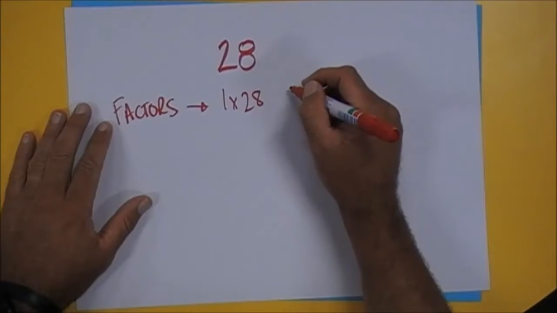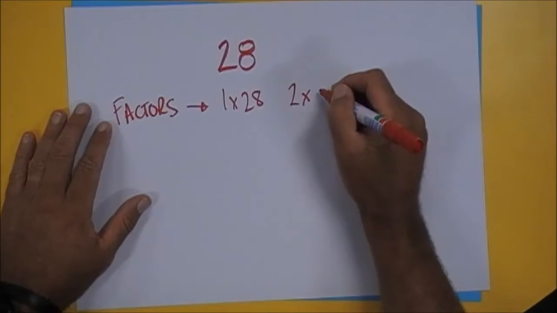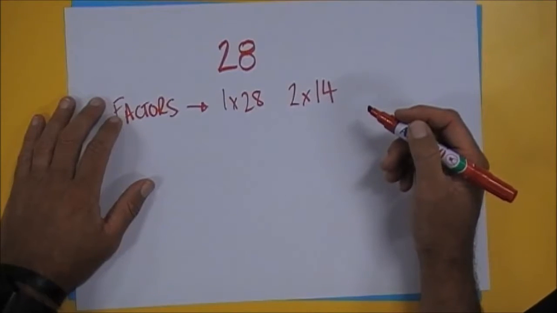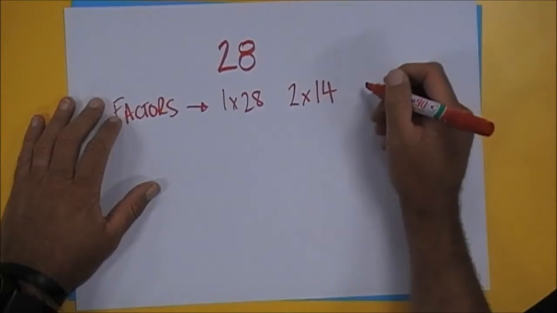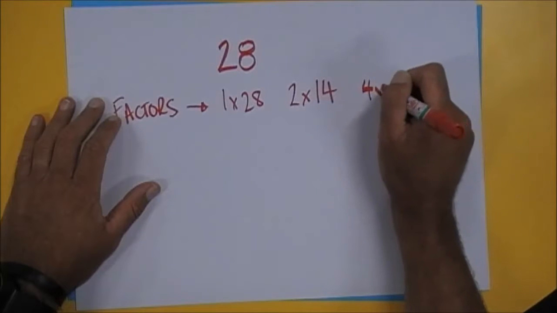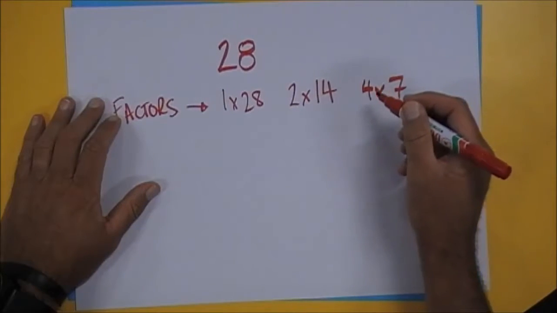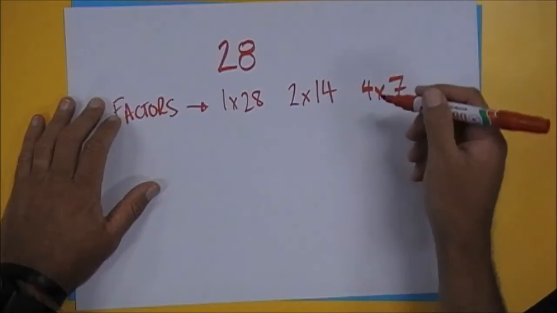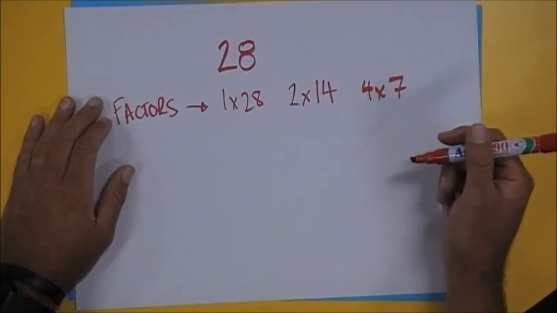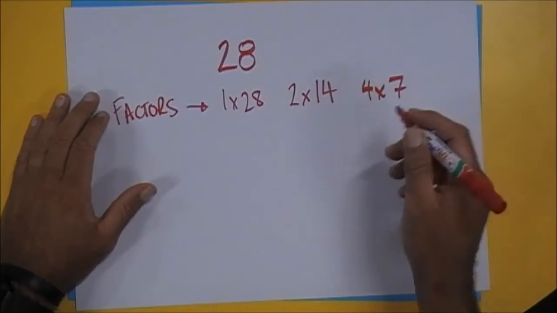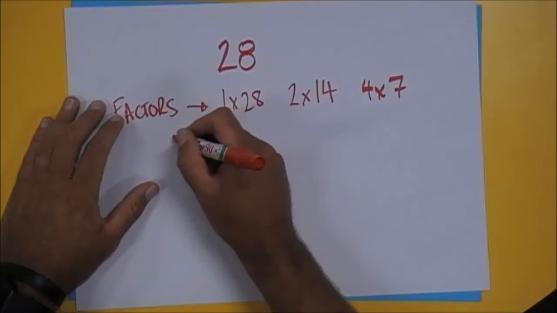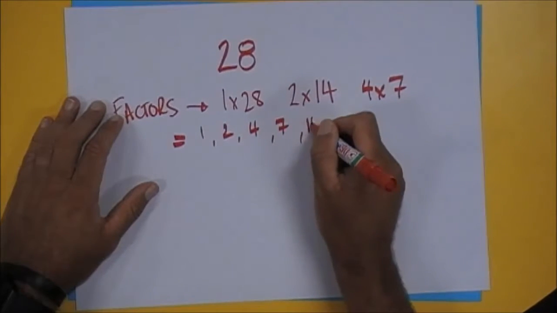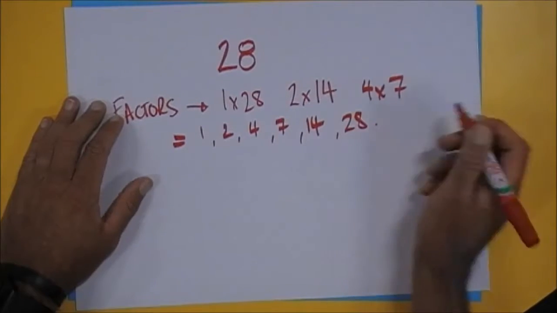I could do 2 times 14, that would give me 28. So 2 and 14 are both factors of 28. What about if I had 4 times 7? 4 times 7, 28, perfect. So both 4 and 7 are factors of 28. So I think that's nearly about all. The factors of 28 are 1, 2, 4, 7, 14, and of course 28 itself is a factor.